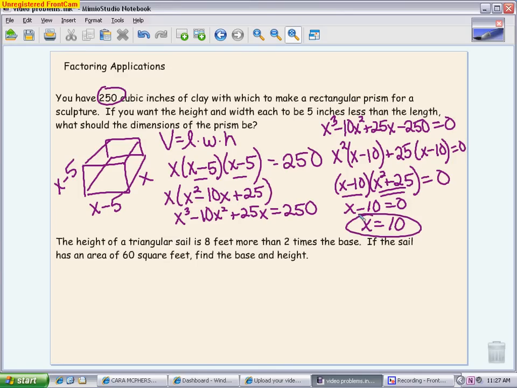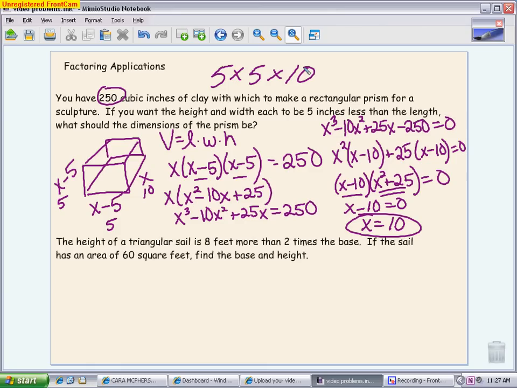Now, if you read the question, it says, what should the dimensions be? So my answer actually needs to be more than just this one number. If this is 10, and these 2 are 5 less, then that means this is 5 and this is 5. So my dimensions of my clay should be 5 by 5 by 10. And again, it has to be positive because it's representing a measurement of a dimension.